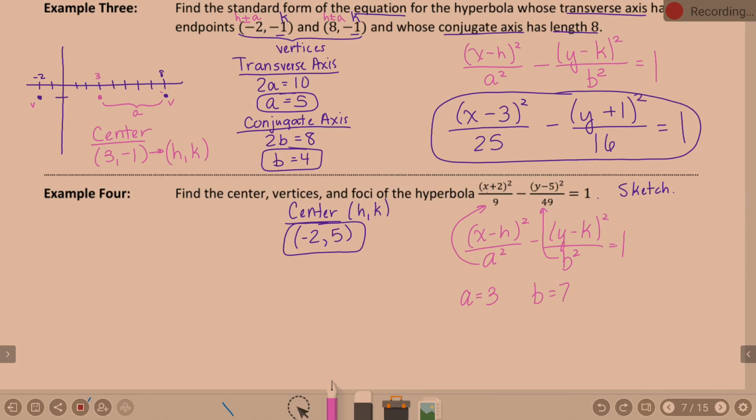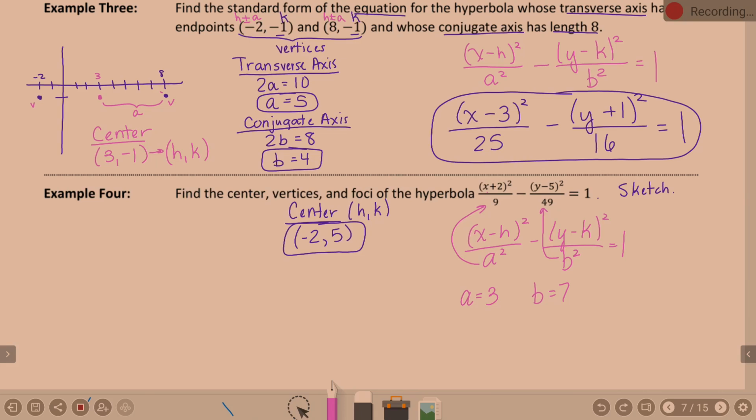I mentioned this yesterday, but I'm going to remind you today. It's a hyperbola. A does not have to be bigger. Okay, that's an ellipse only thing. This is the positive variable comes first. What else do I need to find besides A and B?